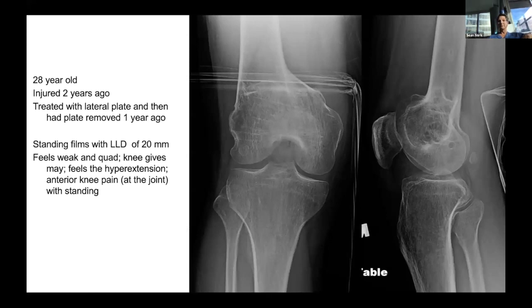Getting back to avoiding malunions of the distal femur. This guy was injured 2 years ago, treated with a lateral plate. He went on to heal. They took the plate out about a year after his original injury. He's got a limb length inequality of about 2 centimeters. He obviously has quadriceps weakness and he feels that hyperextension deformity. And I think everyone can appreciate the medialization of the distal femoral segment.